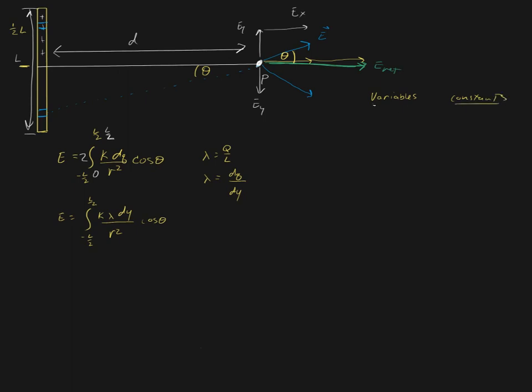I think constants will be somewhat easy. L is going to be equal to a constant. D is equal to a constant. And Q is equal to a constant. So these are all constants of our problem. X is also equal to a constant, the distance from the rod to the point in question, but only that horizontal distance. That's what's constant.